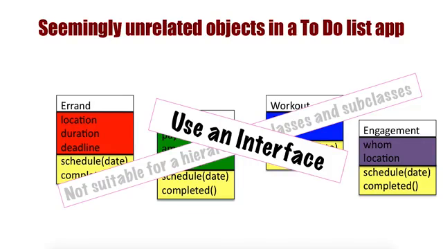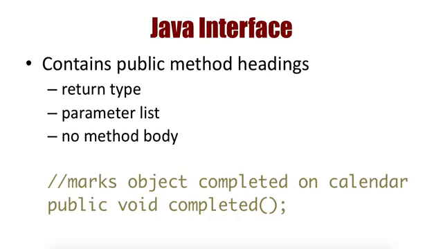A Java interface includes public method headings, that's name, return type, and parameter list, but it doesn't include any body, no implementation. Like this method header for the method completed. This is all that we would see in the interface.